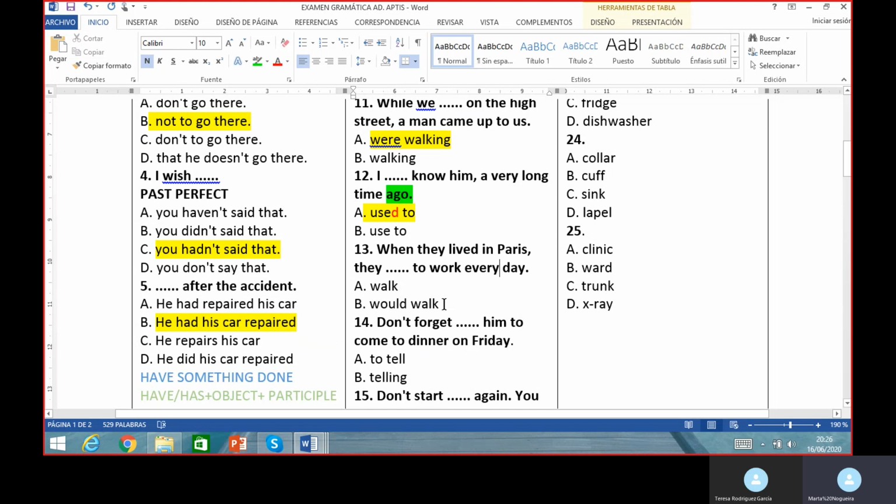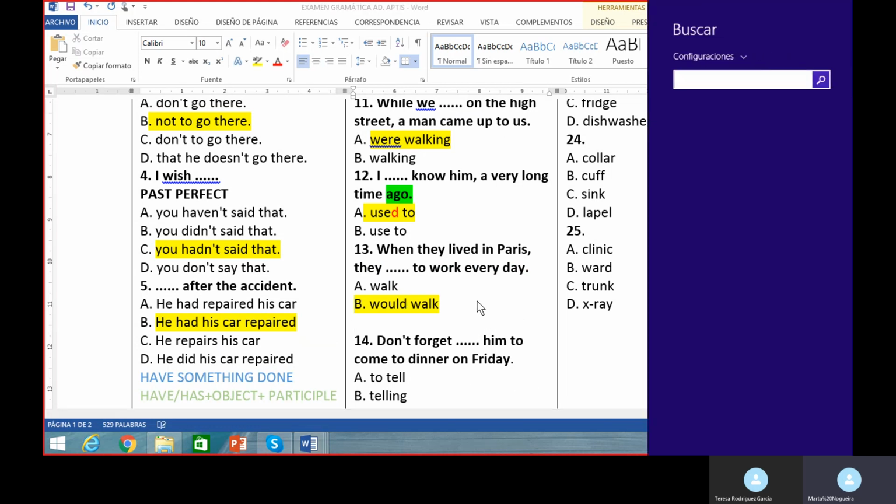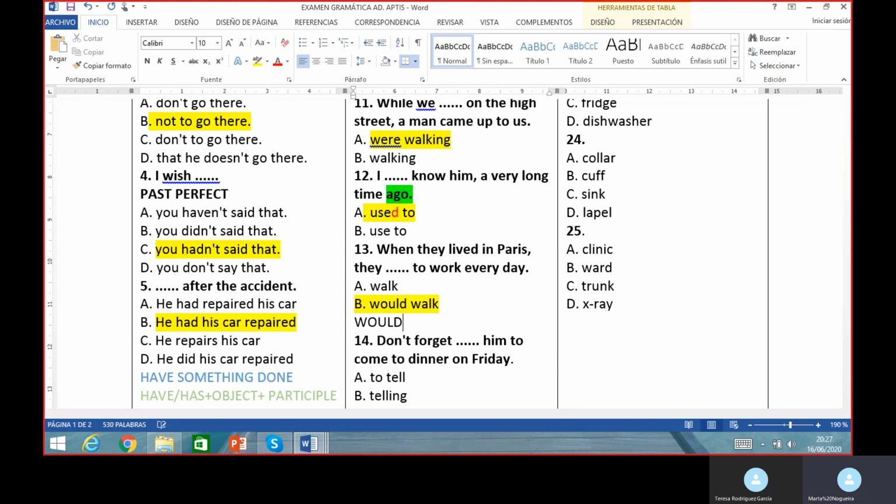When they lived in Paris, they would walk to work every day. Dijimos que el would son dos cosas diferentes. Uno es el condicional y luego es como el used to en pasado, como esto, ¿vale? Entonces es solía. Entonces esto puede ser el condicional o se utiliza para pasado, para dos cosas diferentes. ¿Cómo los distingo? Por el contexto, ¿vale? Aquí como me habla del pasado no va a ser walk, que es presente, would walk es pasado, podría ser condicional en otro contexto.